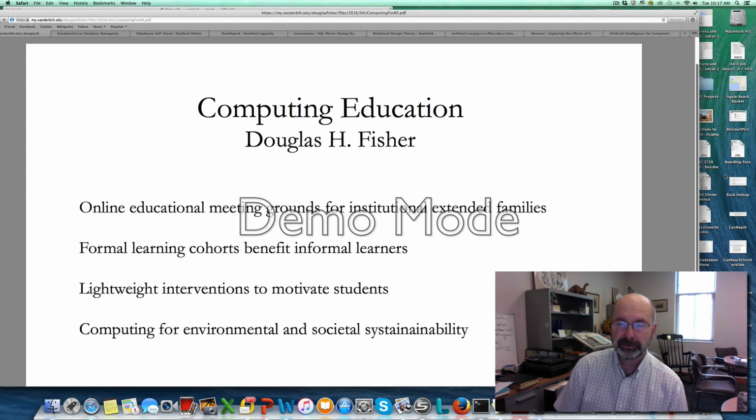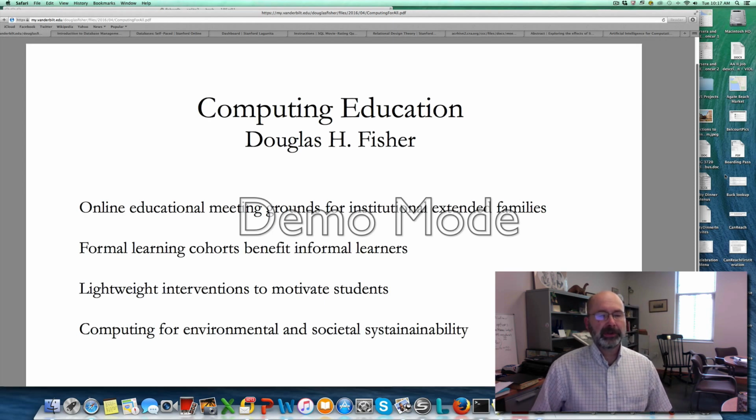I had a law student who was dissatisfied with the law, a Vandy alum, who wanted to take my database course online. The other thing I'm working on is looking at formal learning as a means of benefiting informal learners. And this is related to the first point.